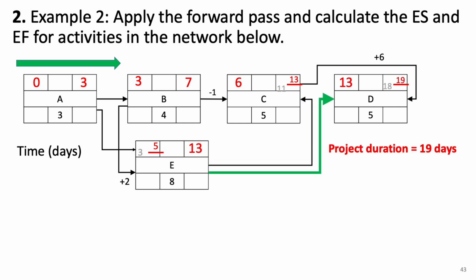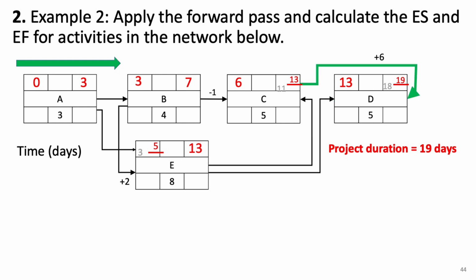Now, moving on to the last activity, D, it has only one incoming link to its start, and that link carries a value of 13 from E's finish. So D must start at 13. For D's early finish, adding the duration of 5 to the start gives you 18.